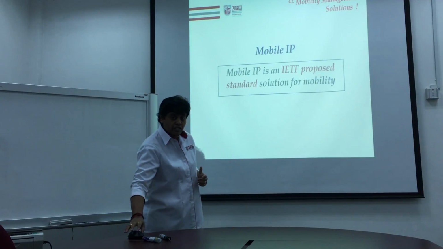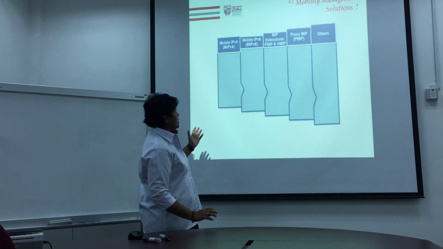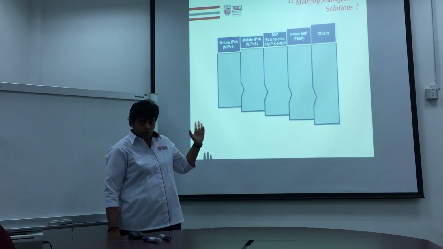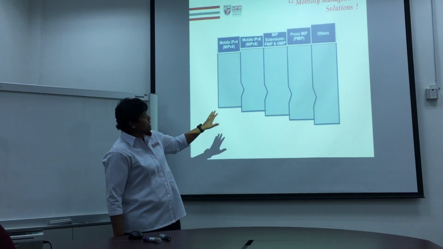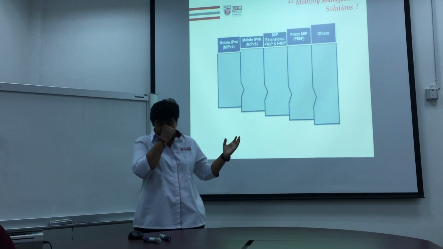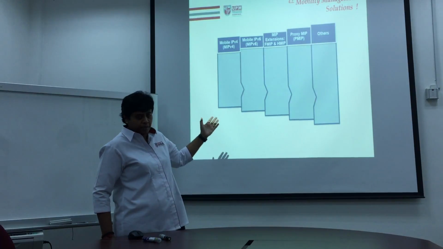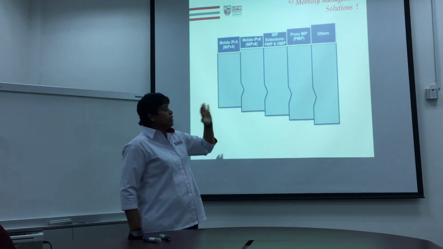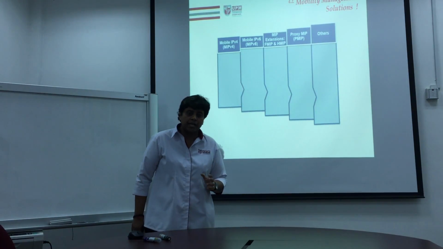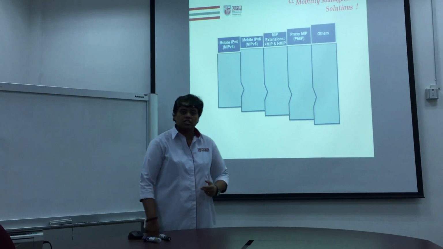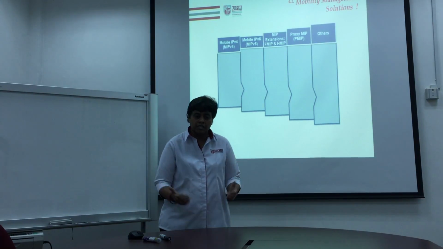So basically the first solution to these issues started with mobile IPv4, and then we moved to IPv6, and we have the mobile IP extensions, FMIPv6 and hierarchical mobile IP. Then we moved to the concept of proxy mobile IP, and then we have other solutions that are along the way, which is constantly growing.